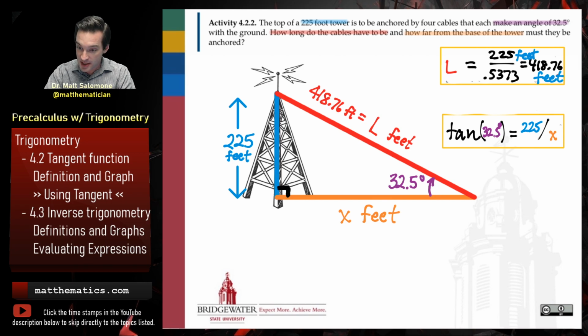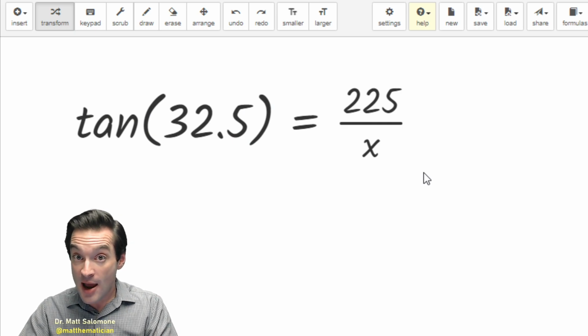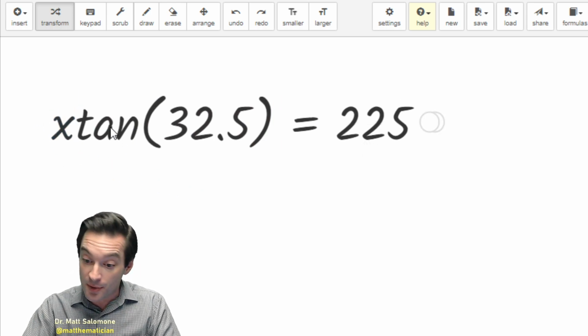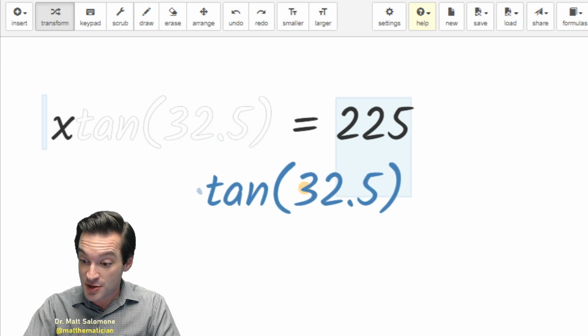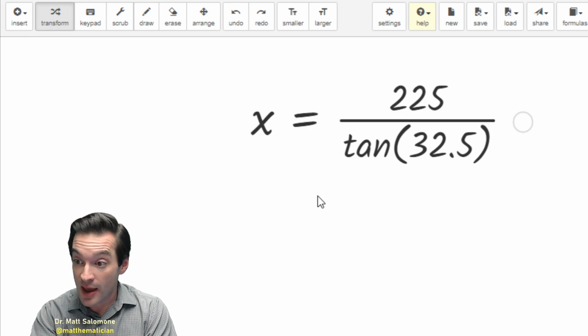So we'll take that equation, tangent of 32.5 degrees is equal to 225 over x. And we're going to try and then solve that equation for x. So let me switch over again into our palette. So same strategy. If I want to get that x by itself, the first thing I might do is multiply both sides by x. And after I've multiplied both sides by x, I can then divide both sides by the tangent of 32.5. And there I've rearranged this equation to get the x by itself.